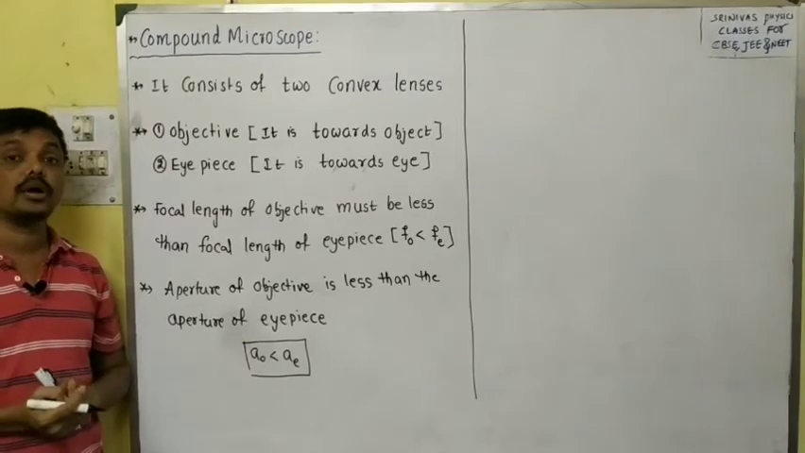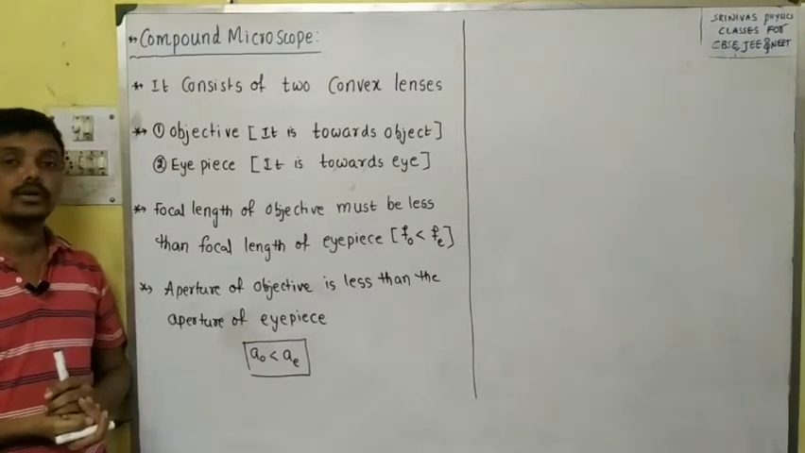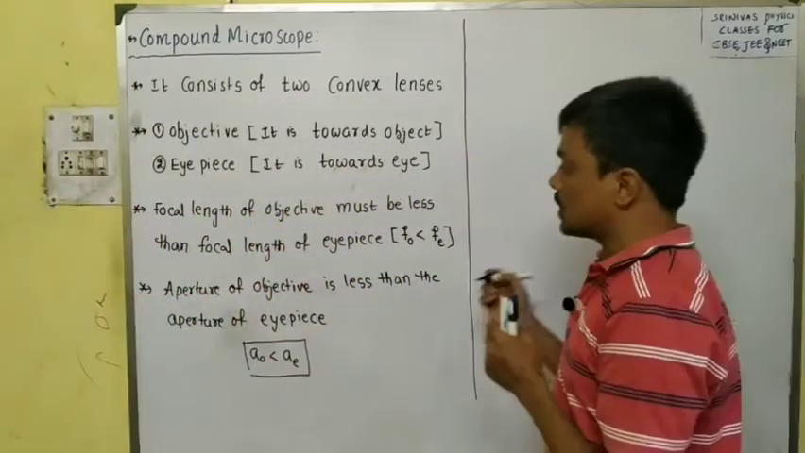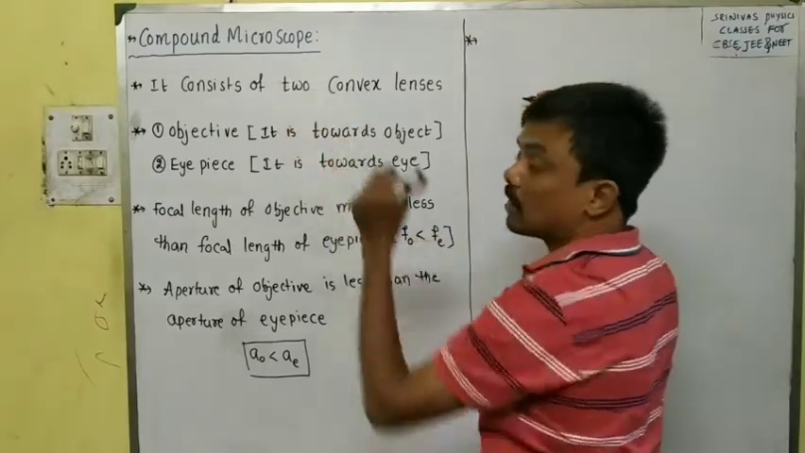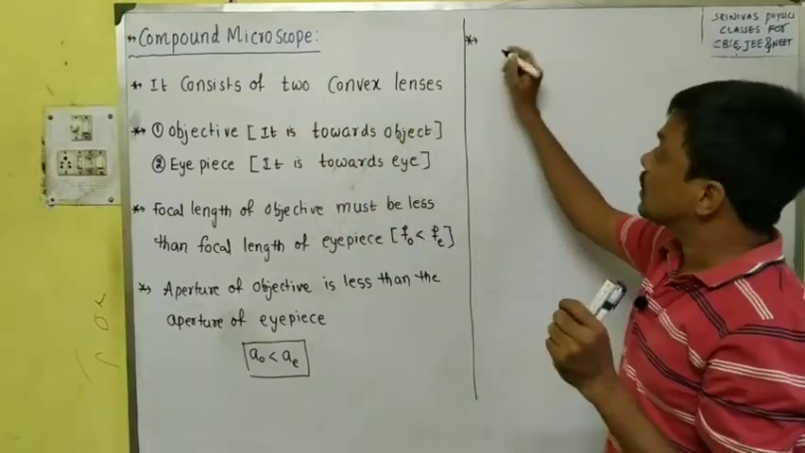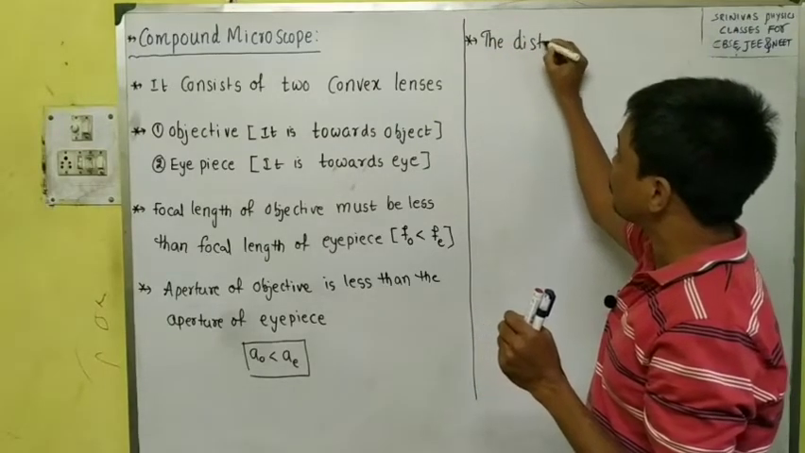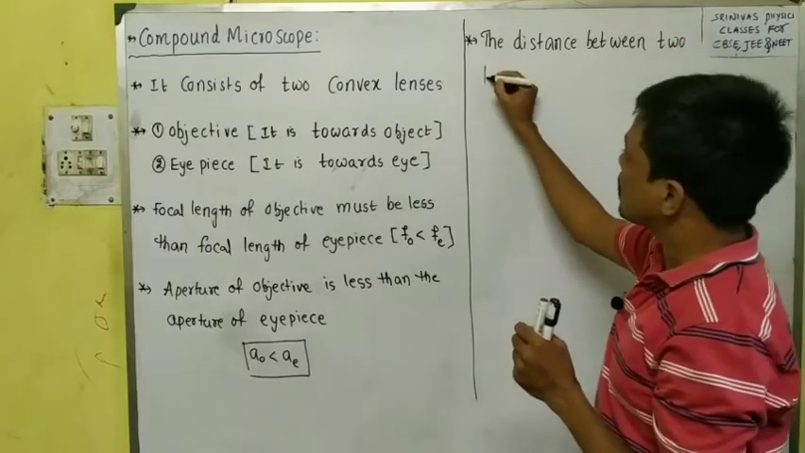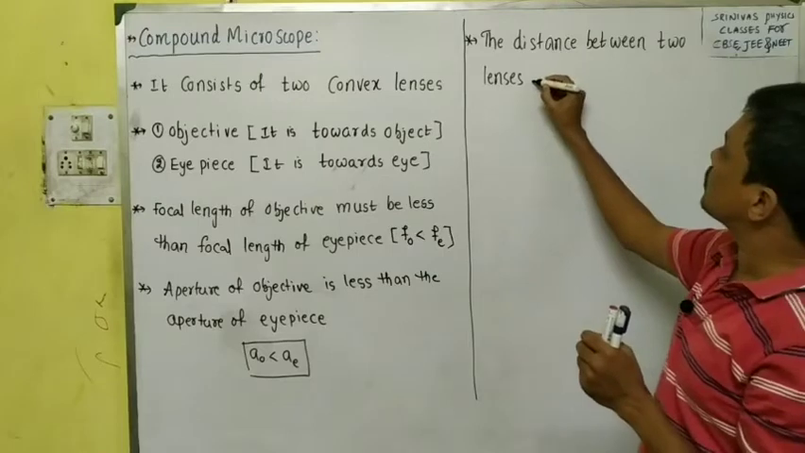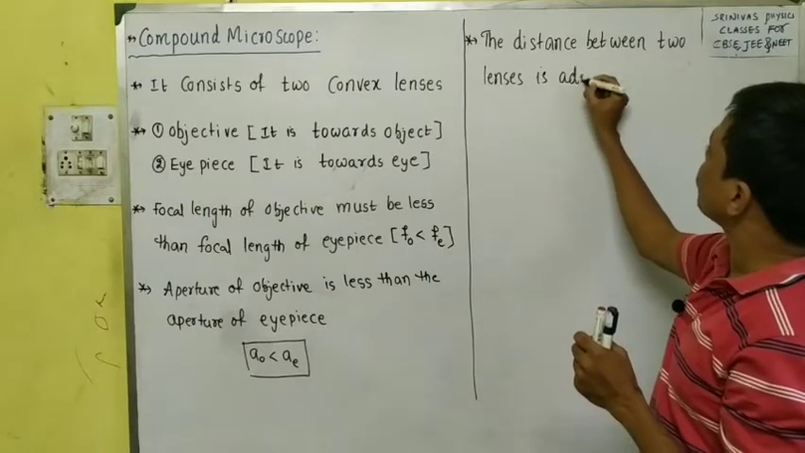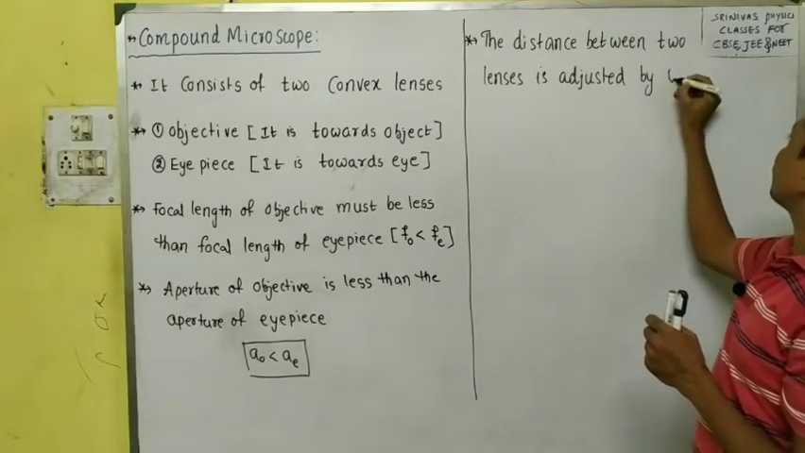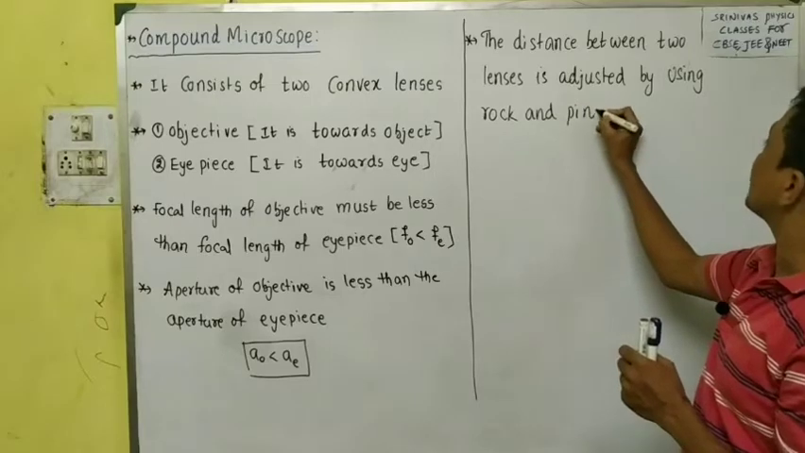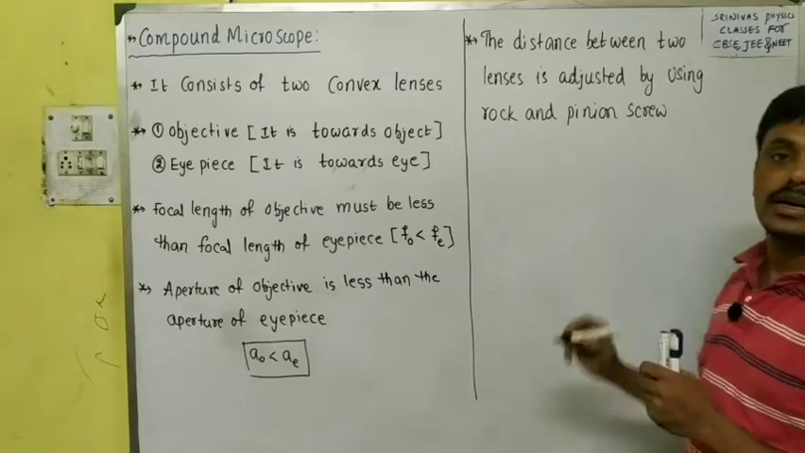Now, I am going to derive the magnifying power of the compound microscope. For that, we require to draw the diagram. We have to know the construction and how it forms the image. Some two points I will give extra. The compound microscope consists of two convex lenses. The distance between the two lenses is adjusted by using rack and pinion screws. By using the screws, we can adjust the distance between the two lenses.